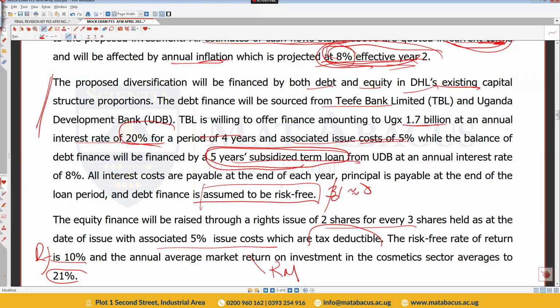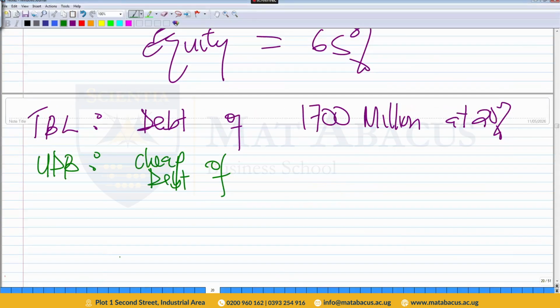They said here, the question says, you'll pick money from TEFE and UDBL. 1.7 is for 4 years. That is also key, 4 years. But their issue cost of 5%, let us note that. Maybe I will come to issue cost later. But there is the word, while the balance of debt finance will be financed by 5 years. So here, this is 4 years. Those are tricks, 4 years here.